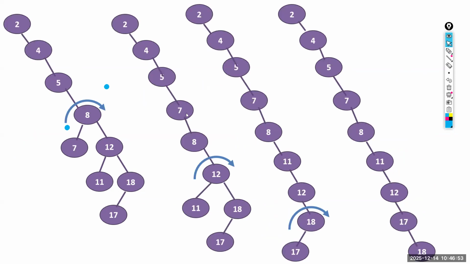Then this one has a left child. Rotate. 11 will go up, 12 will go down. Still 18 has a left child. 17 will go up, 18 will go down. Now we are done with step number 1. We have the vine or the backbone. So you can see it's not difficult. It's not difficult if you know the logic.